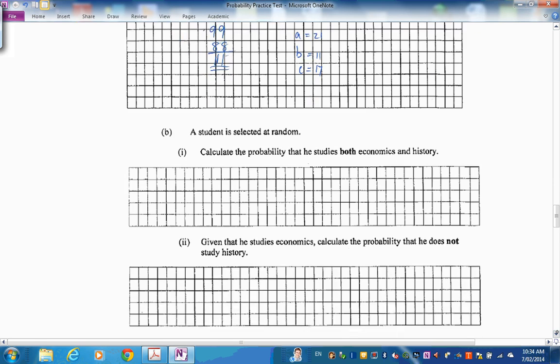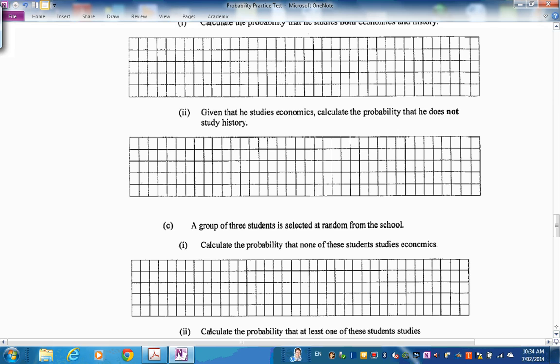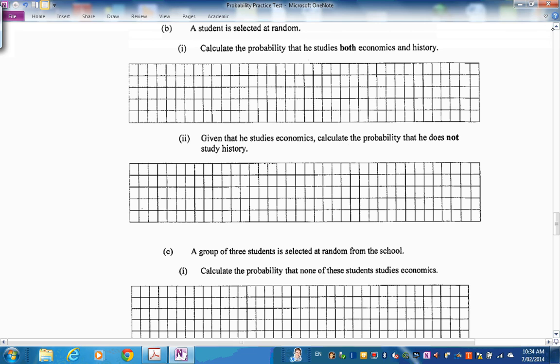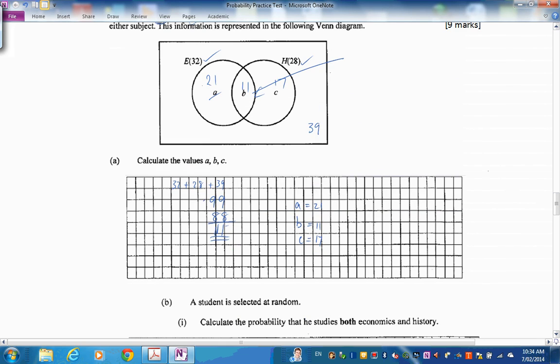Let's look down here at the next question. In part B, calculate the probability he studies both economics and history. That's the intersection of the two, which is 11 out of 88, which is 1 out of 8, and that's 1 mark. Did I put a mark on this back here? I think that's 1 mark each for A, B and C.